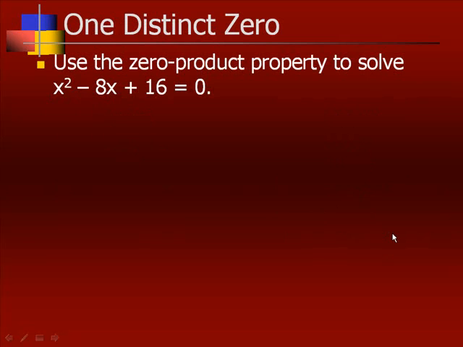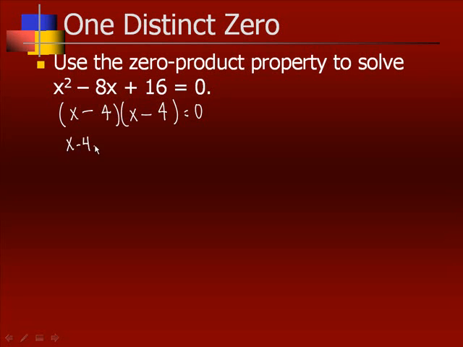Okay, one more. Use the zero product property to solve x squared minus 8x plus 16 equals 0. Well, let's factor it. So we get x and x. Signs: the last two have to multiply to give you a positive 16, but combine to give you a negative 8, so we know they're both going to be negative. The last two have to multiply to give you 16, so we'll do 4 and 4.